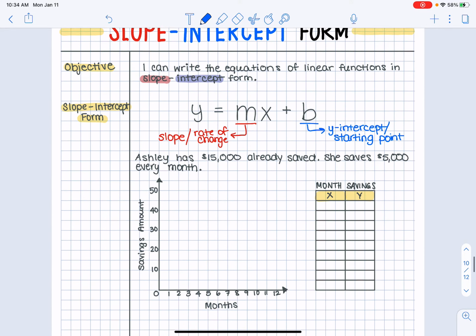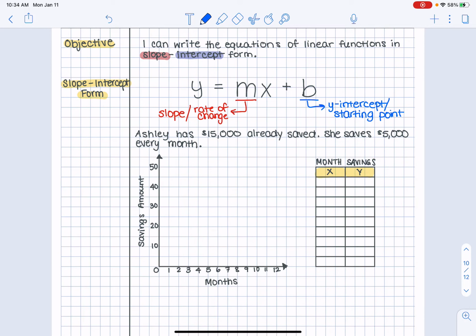So I want us to look at our example down here. We know that Ashley has $15,000 already saved, and she saves $5,000 every month. I'm going to circle that because I know we usually circle our numbers when we annotate. So we want to show that on the graph. She starts off with $15,000. So at 0 months before she even starts saving, she has $15,000, right? And on the graph, that's going to be right here.